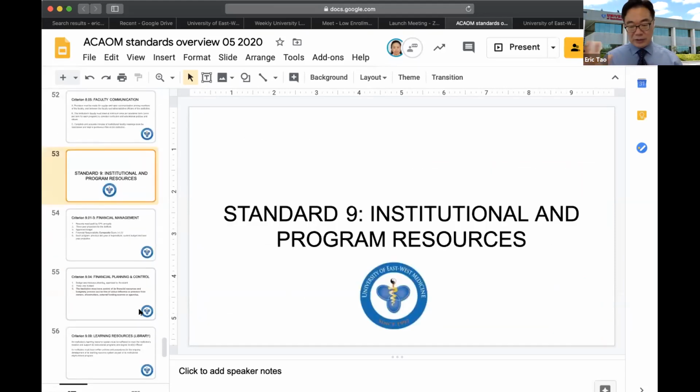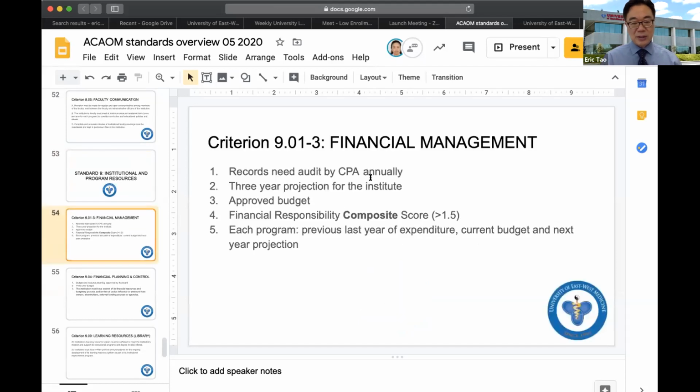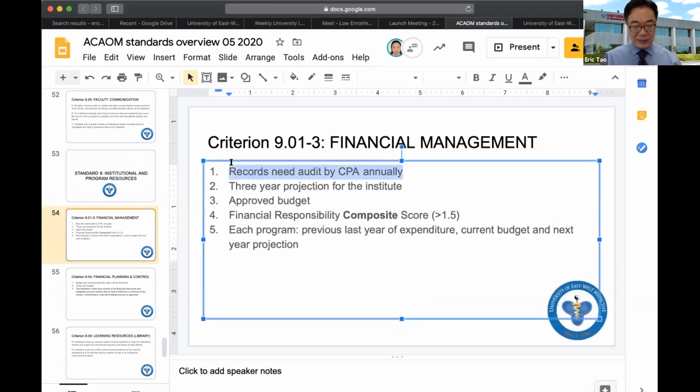Number 9, institutional and program resource. The basic idea is that we need a CPA audit every year. We need to develop a 3-year projection for the institute. We do not have that, so we need to do that for the next 3 months. We definitely have an approved budget, and definitely our composite score is pretty good. Composite score is a one-number measurement of how healthy our finance is. And each program, we have to be careful with this. I don't think we have the detail.